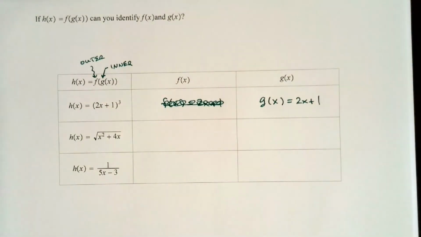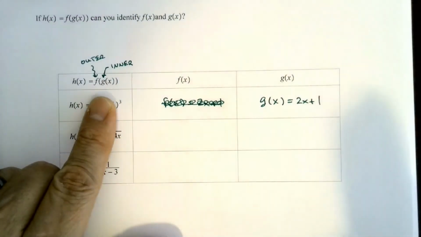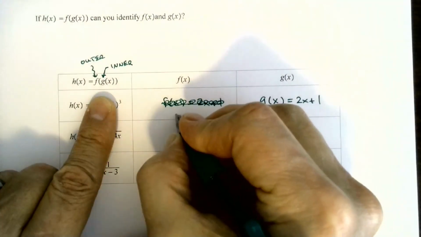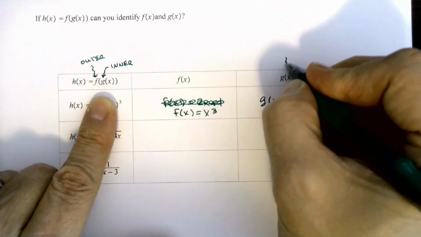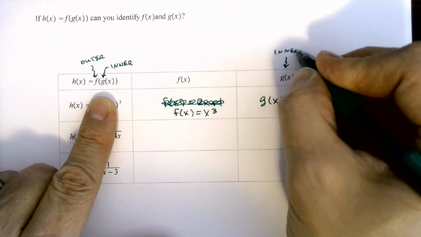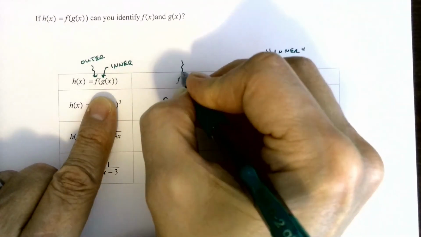So what's the outer function? Our outer function is the cubing function. So f of x, our outer function, is x cubed. Should label up here, right? This is the inner function, and this is the outer function.